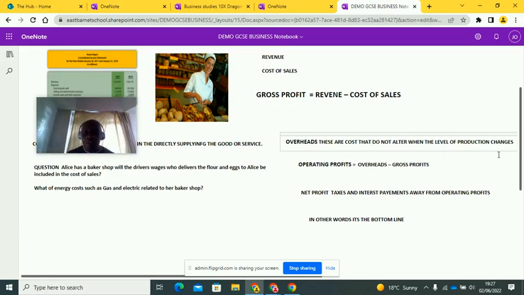Okay, after you know that, then the next thing you need to know in the income statement is what you call operating profits. Operating profits.